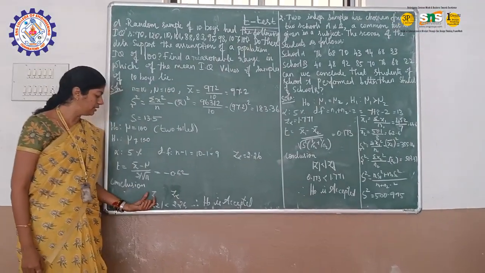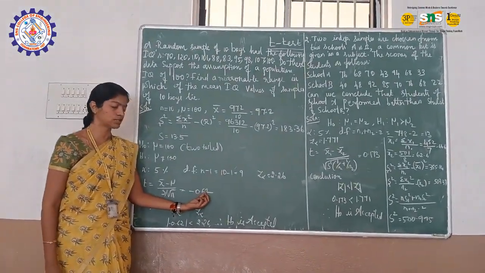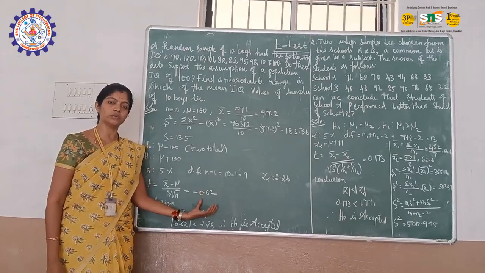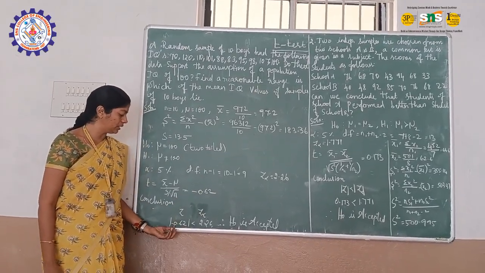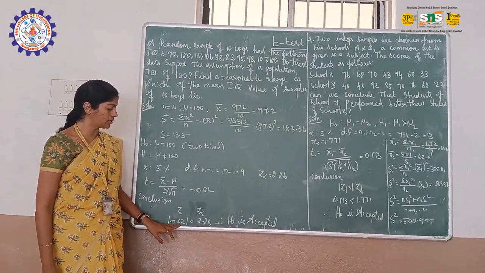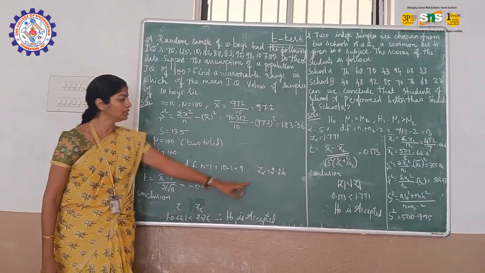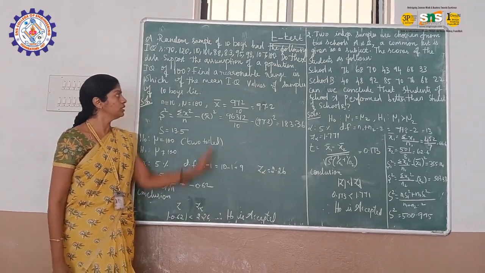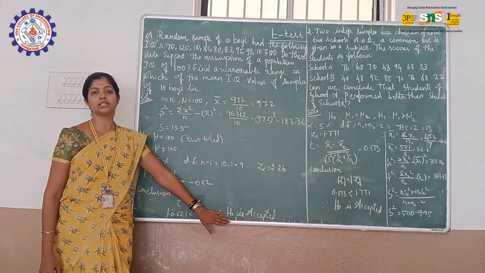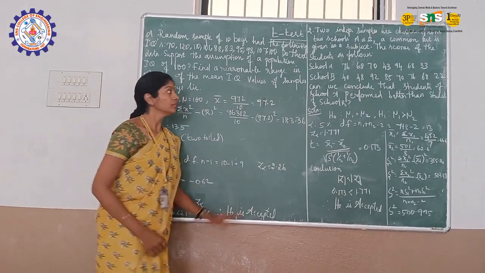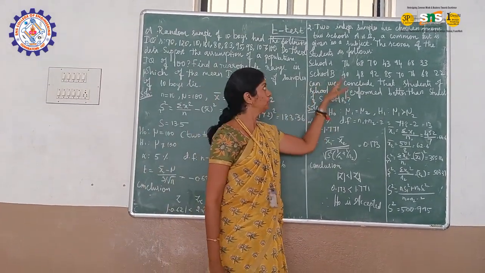So we are having here t value as minus 0.62. If we are having any negative value, we have to take modulus for that. It will be turned as 0.62. Then 0.62 is less than 2.26. So H0 is accepted. Then we have to move for the second problem.